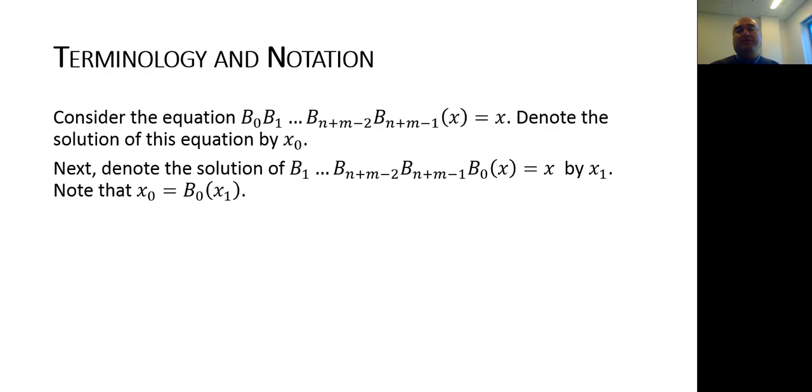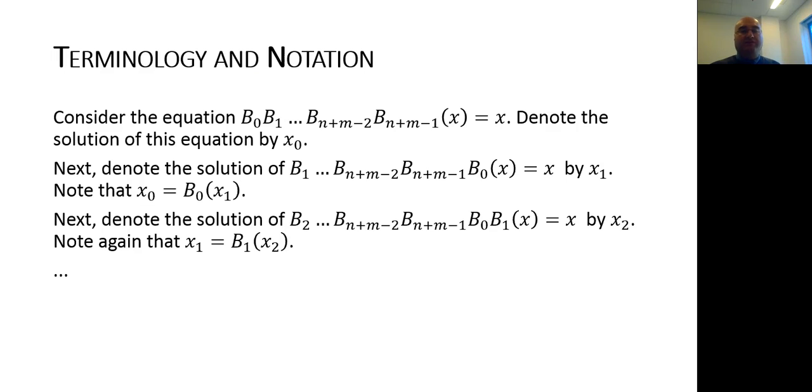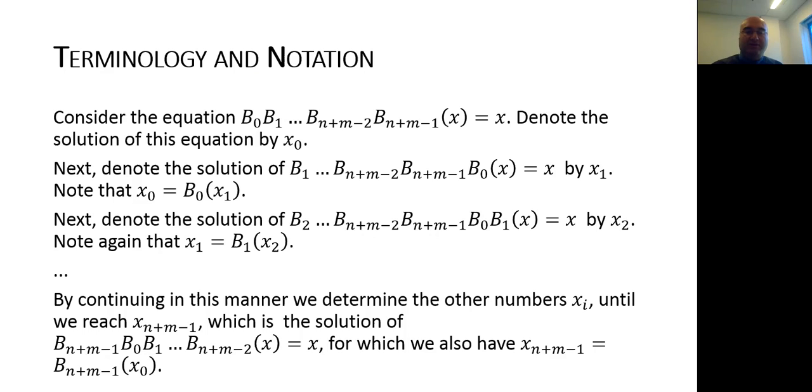Then I do a cyclic permutation in the operations, put b0 at the end of the sequence, and obtain another equation whose solution will be denoted by x1. I do the same again, put b1 at the end of the sequence, and this new linear equation has solution x2. If I continue in this manner, I will find many numbers. The last one will be x_{n+m-1}, which satisfies this equation.